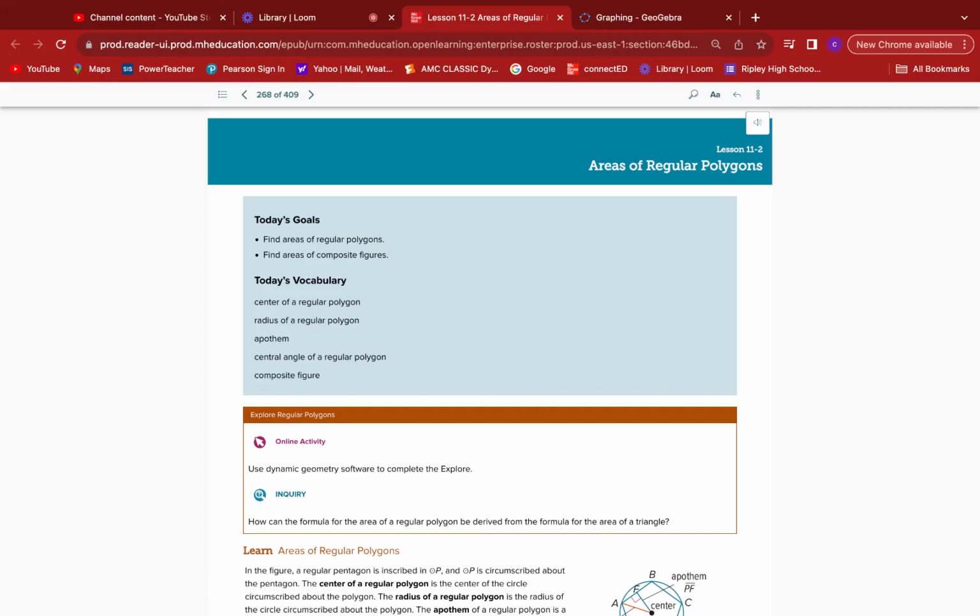All right. Hey, everybody. We are in the next lesson, 11.2 of our Tennessee Revealed Geometry: area of regular polygons. If you are a brand new teacher, your students are going to struggle with this lesson, so you're going to take it really slow. And the reason I say that is this right there, the apothem.